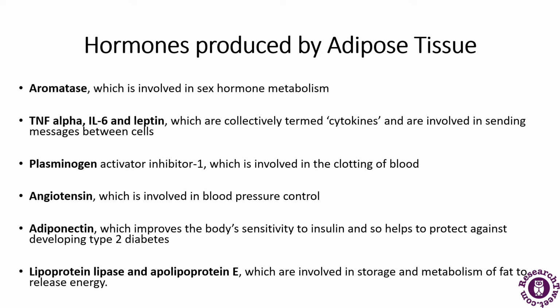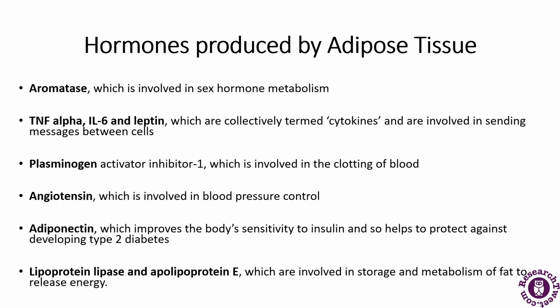Now, what are the hormones that are being produced by adipose tissue? There are a number of different hormones released by the adipose tissue, and they are responsible for different functions within the body. Examples include aromatase, which is involved in sex hormone metabolism; TNF alpha, IL-6, and leptin, which are collectively termed cytokines and are involved in sending signals between the cells; plasminogen activator inhibitor 1, which is involved in the clotting of the blood; and angiotensin, which is involved in blood pressure control.